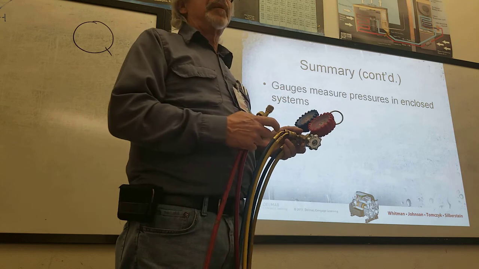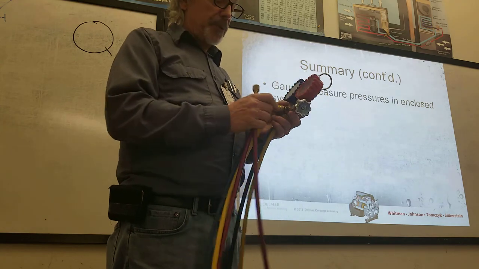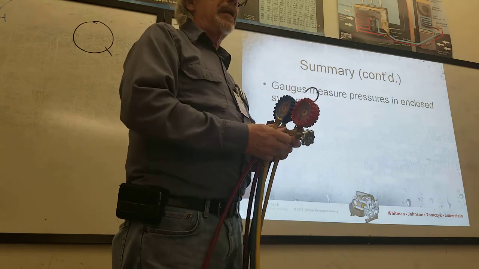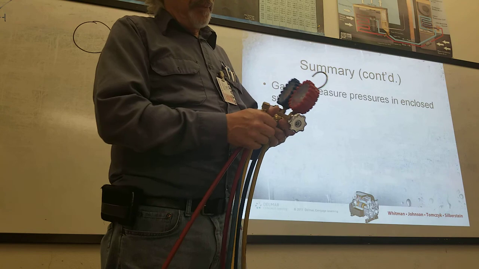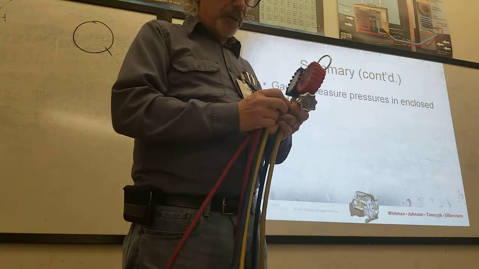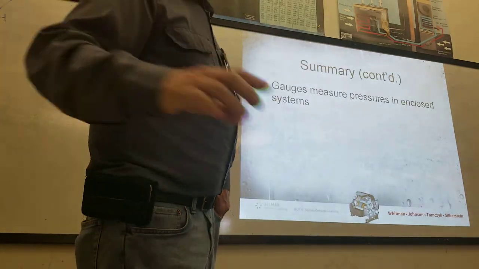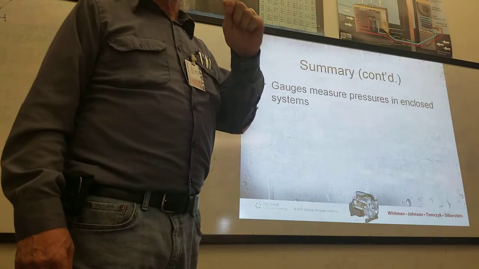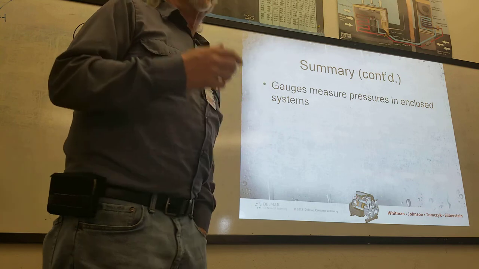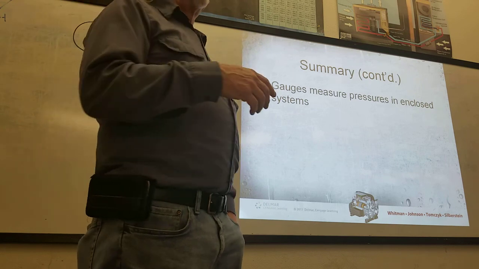So gauge pressure is not the same as atmospheric pressure. That's why PSIG is pounds per square inch gauge, and PSIA is pounds per square inch absolute. The gauges are compensated for the atmospheric pressure. So there's a difference between gauge pressure and absolute pressure. A lot of times we're going to have to convert gauge pressure to absolute pressure to do calculations, especially when we talk about gas laws and stuff like that. We'll get into gas laws probably next week.